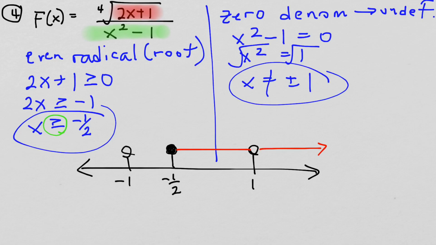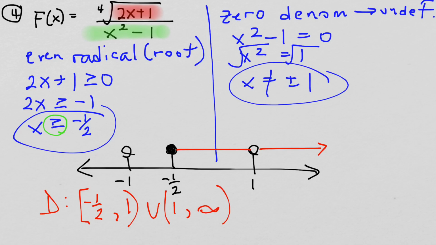Okay, so that red part indicates where we can be. All right, so in order to write that as a domain in interval notation, we're going to say square bracket, -1/2 to 1, round bracket because 1 is not in the domain, and then picking up on the other side of 1, 1 to infinity. All right, so this is our domain in interval notation, considering our restrictions here.